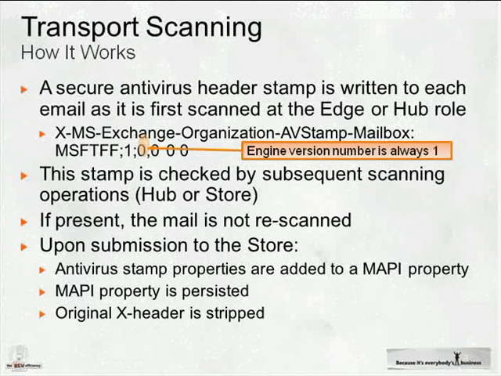Because there is never a reason for the stamp to exist on mail from another organization, the Exchange Edge Transport or Hub Transport server will also strip off any existing stamp on inbound mail, which is the internet mail, and any existing stamp on outbound mail.